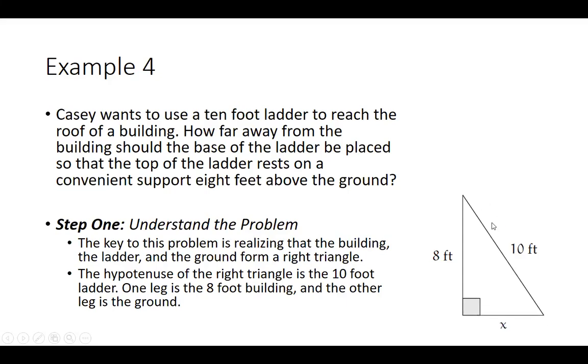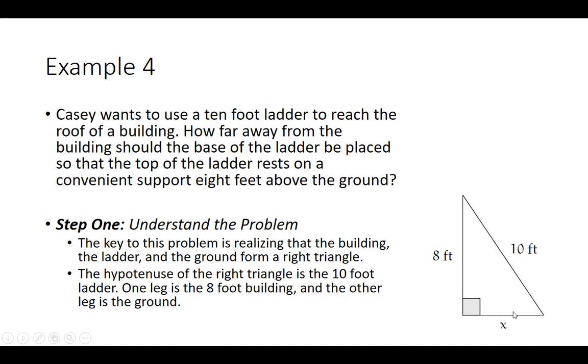The hypotenuse of the right triangle that we draw out is the 10-foot ladder. The ladder is leaning from the ground to the support. The support is 8 feet above the ground, so 8 feet of the building makes up one of the legs. The other leg would be the ground, and we're asking how far away from the building should the base of the ladder be placed. So this distance is our unknown.